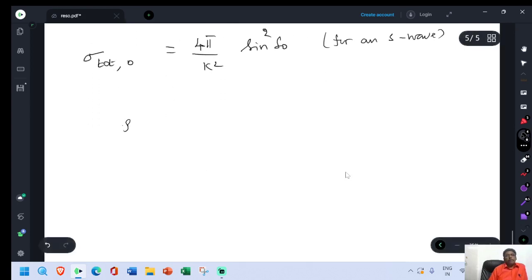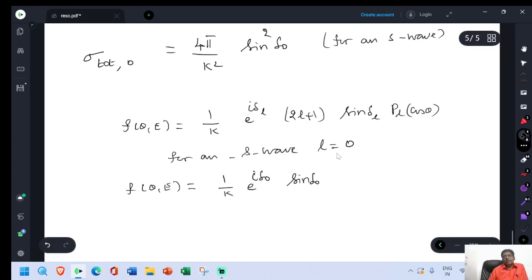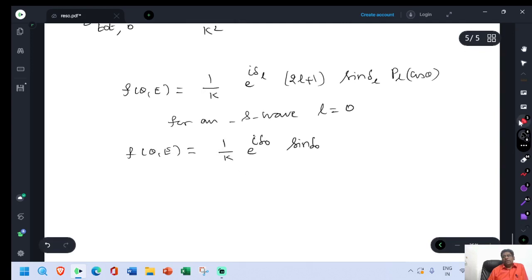See, f of theta comma E equal to 1 by k e power I delta L, then 2L plus 1 sin delta L PL cos theta. This is the value of f of theta comma E. For an S wave, L equal to 0, f of theta comma E is equal to 1 by k e power I del 0. Here L equal to 0 means sin del 0. P 0 of cos theta is 1. As we pointed out earlier, the contribution of 1 by k is very small. Therefore, f of theta comma E equal to e power I del 0 into sin del 0.